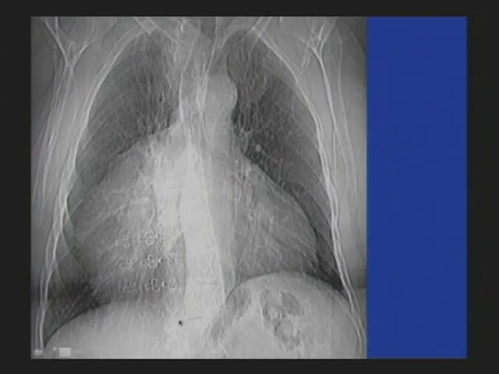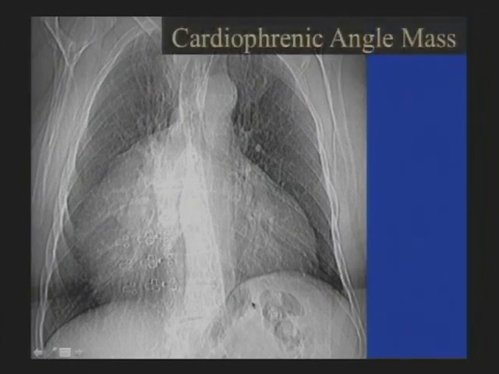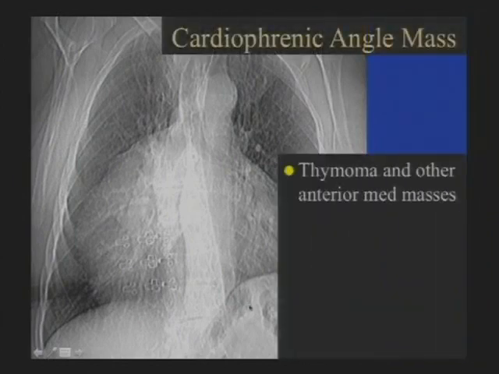Pericardiophrenic angle mass is a classic radiology differential, which includes what? It includes tumors of the anterior mediastinum. I've shown you a couple cases. Thymic tumors, germ cell tumors, etc., lymphoma. Pericardial cyst actually is probably the number one cause of a pericardiophrenic angle mass.